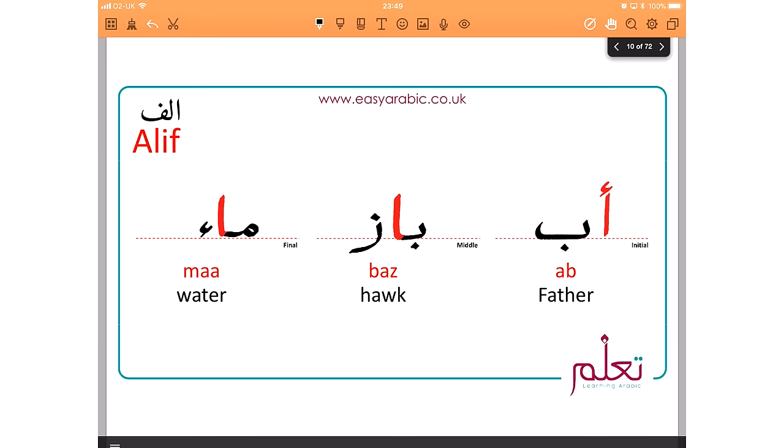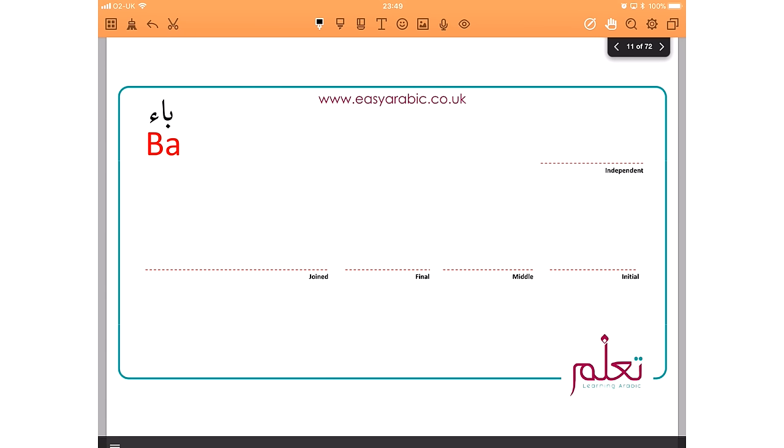Let's look at the letter ba. When you write the letter ba on its own, it looks like this. So down, straight along the line, and above, which is ba. Now at the beginning of the word, it looks like this. So we have a line on the line, and the nukta goes underneath. When it's in the middle, something joins onto it, and then the letter ba. Next one, the final, again something joins onto it, and then the letter ba.